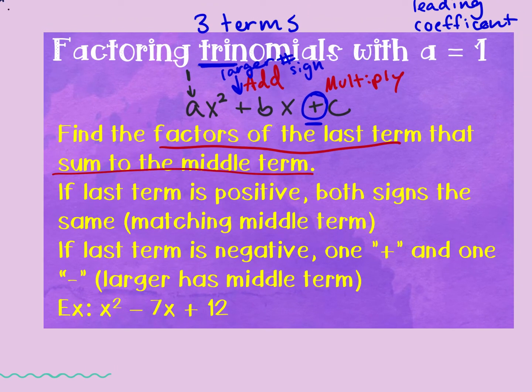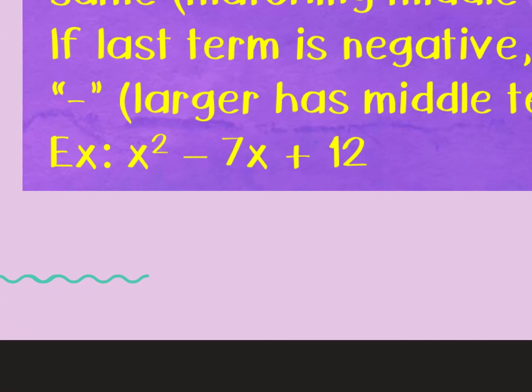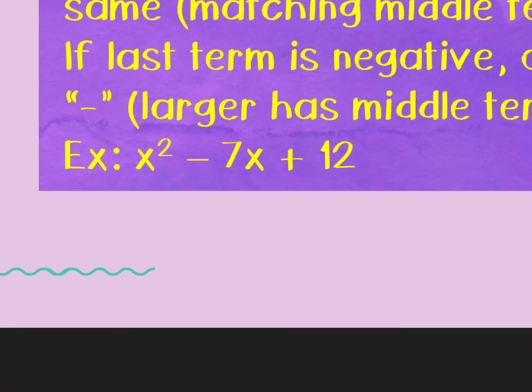So you don't really have to remember these two parts as long as they multiply to the last term and add up to the middle one. This will always, always be true. So let's look at our example down here at the bottom. So I need to find 2 factors of 12, positive 12, that add to negative 7. So what are 2 numbers that multiply to positive 12 and add to negative 7?